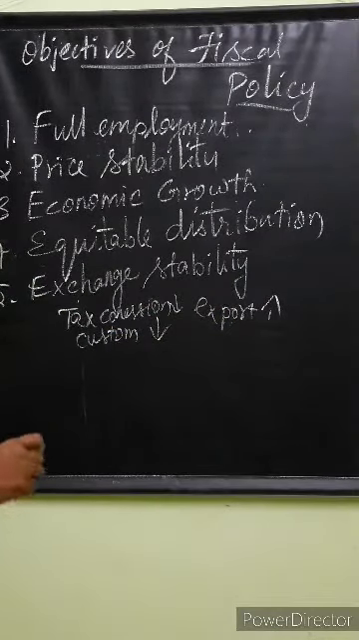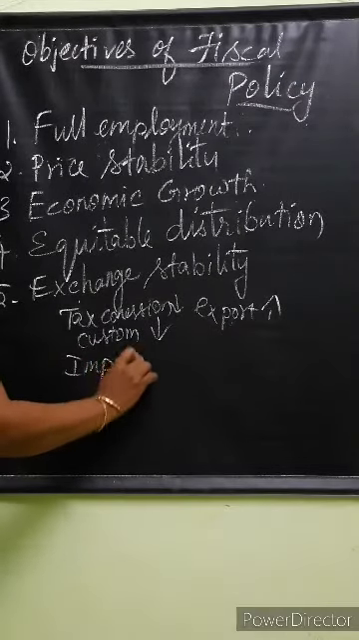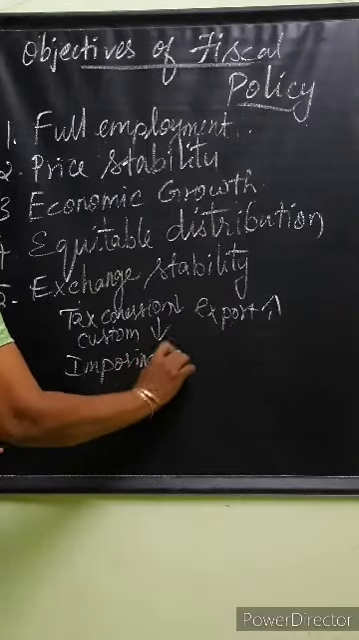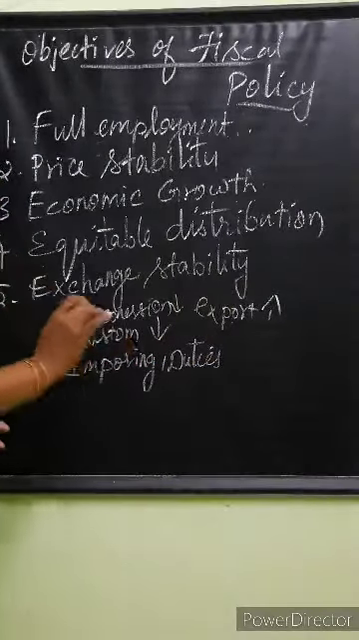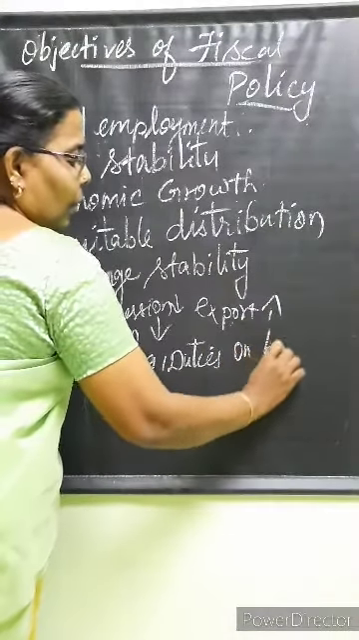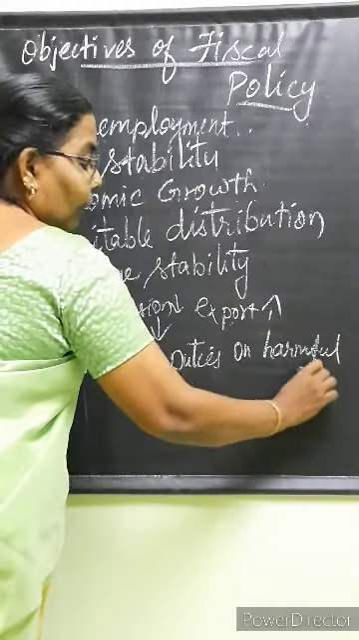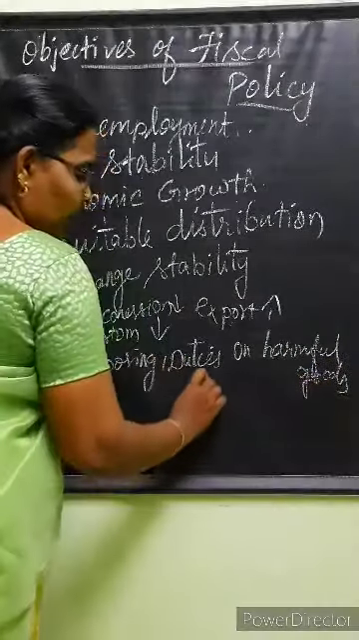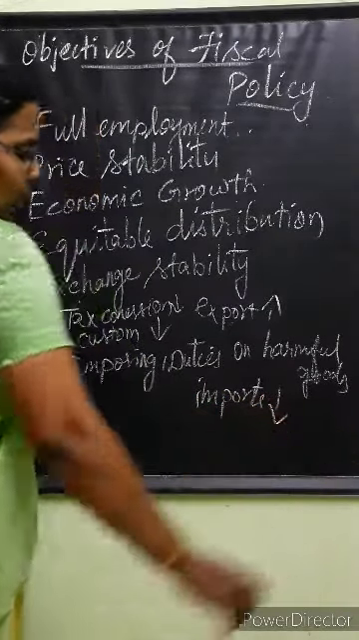At the same time, imposing tax and duties on harmful products, which are not good for the people, like cigarettes, liquor and other things, will discourage the imports, isn't it? Then the imports will decrease.